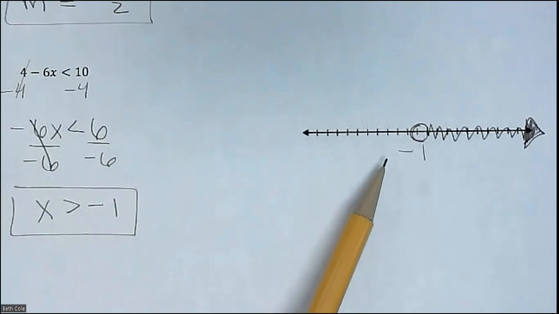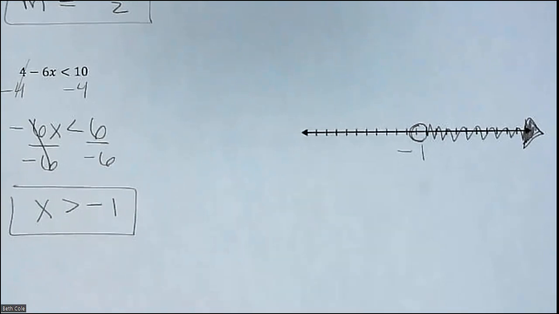How about -1? No, not -1 because it's an open circle. We're not including. Are we caring now?